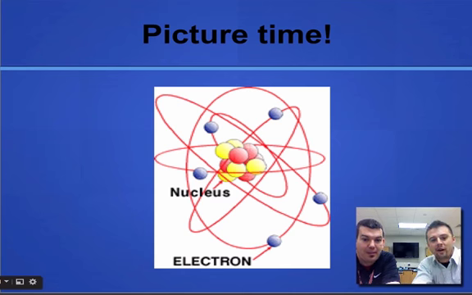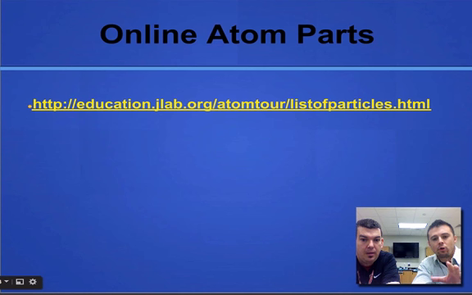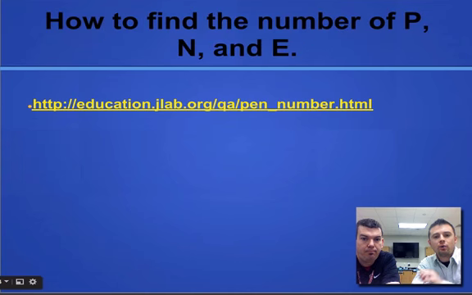So electrons are floating around the outside of the nucleus. And what's really cool is if you ever want to take a tour, there's a really cool link right here where you can go online, check out different particles and what they do. You can also find out the number of protons, neutrons, and electrons. Great link right here. Check it out, as well as just simply search, how do I find the number of protons, neutrons, and electrons? There are great resources out there available for you.